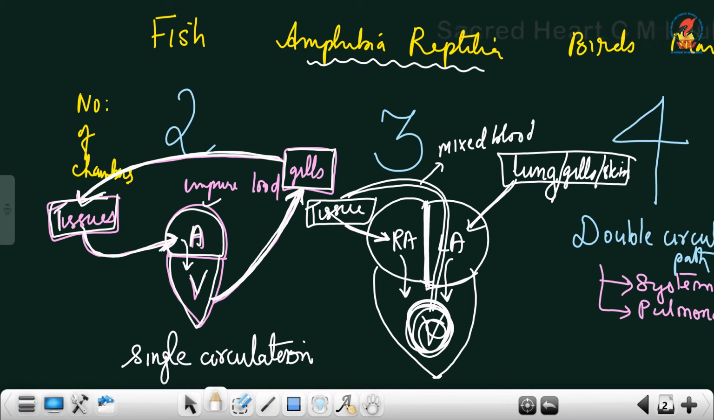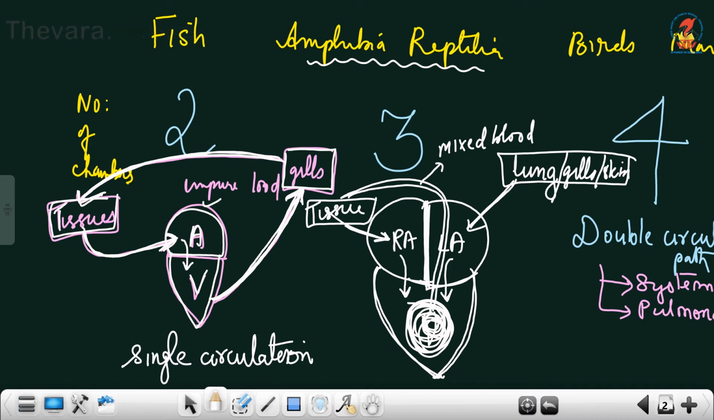Why is mixed blood pumped to different parts of the body? Because there is a single ventricle, and in this ventricle the pure blood coming from the left atrium and the impure blood coming from the right atrium mix up, and this mixed blood is what is pumped to the different tissues or different parts of the body for cellular respiration.